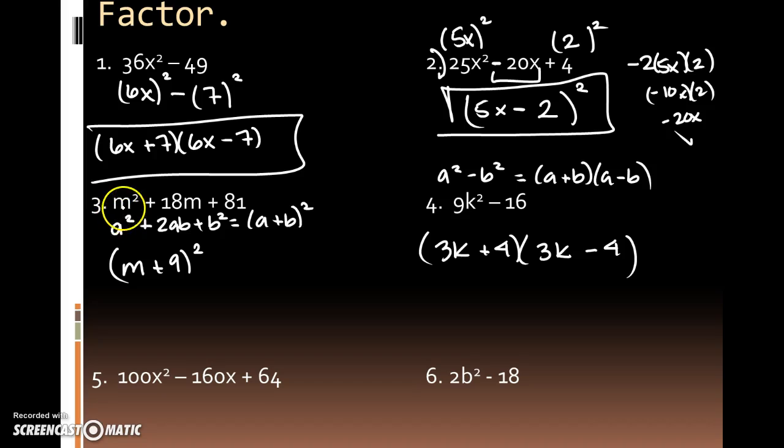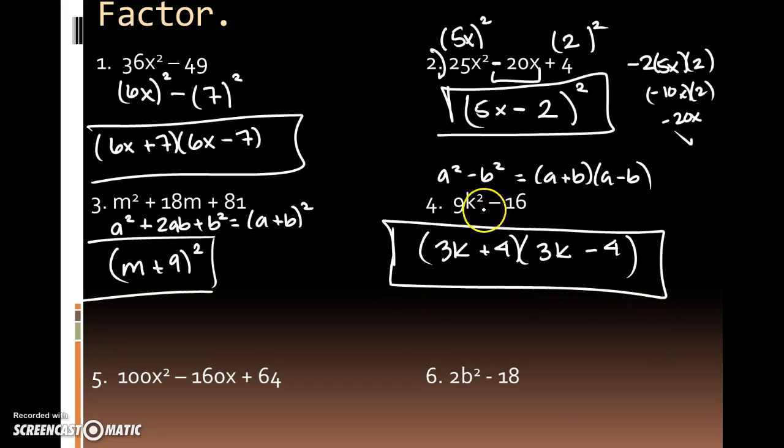Okay, so what squared gives you m? What squared gives you 81? 9. So m plus 9 squared. Some people go a little too far, and they're like, oh, 9's a perfect square, and they write m plus 3. That's wrong. Don't do that. And then this is 3k plus 4 and 3k minus 4, because it's the difference of two squares. What squared gives you that? That's 3k minus 4. Okay, delightful.